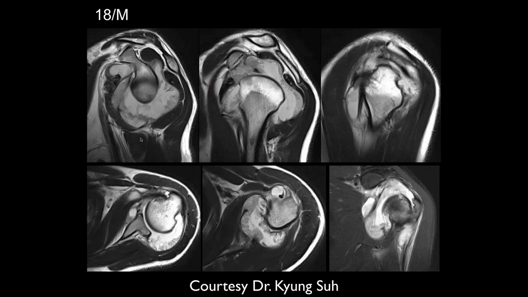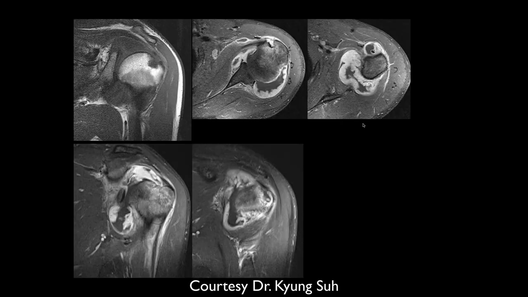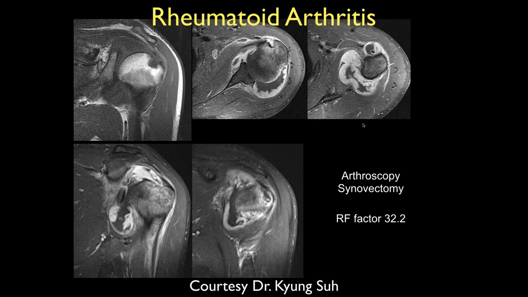Okay, 18-year-old man. Again, I see a large joint effusion. I see synovial thickening, and a lot of fluid going into the biceps tendon sheath there. There's a little erosion there posteriorly. Okay, this is after contrast, so it looks like there's enhancement of the synovium and it's diffusely thickened. And this is rheumatoid arthritis.